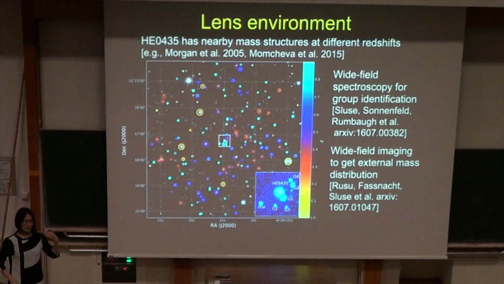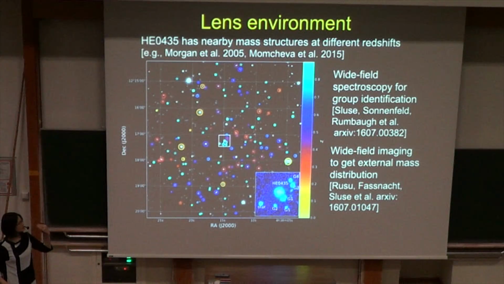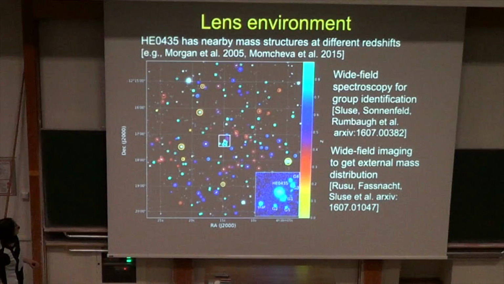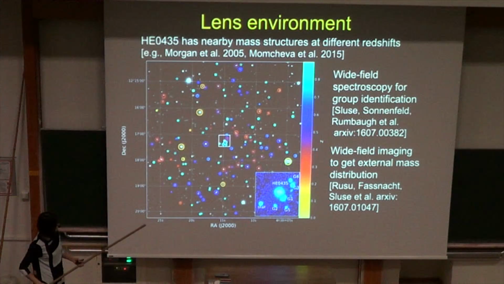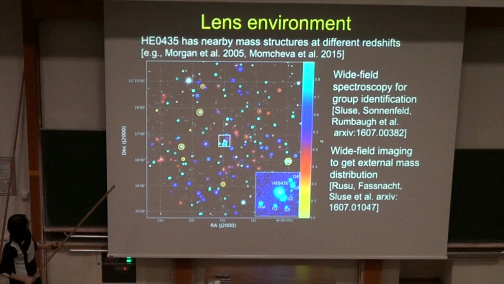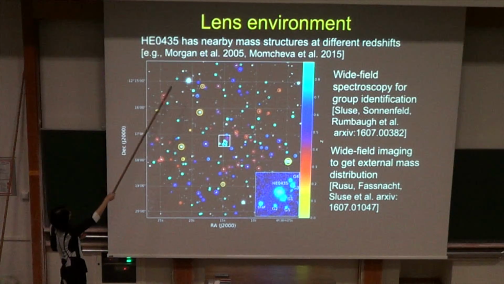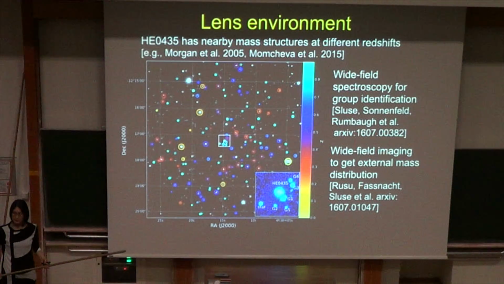So the next thing is to quantify the mass structure along the line of sight. And this is for the 3 arc-minute by 3 arc-minute field of view of 0435. Previous studies have shown that 0435 actually has a lot of nearby mass structures at different redshifts.